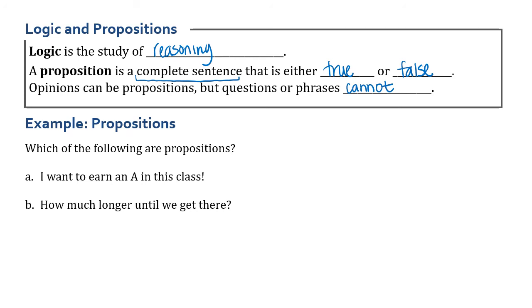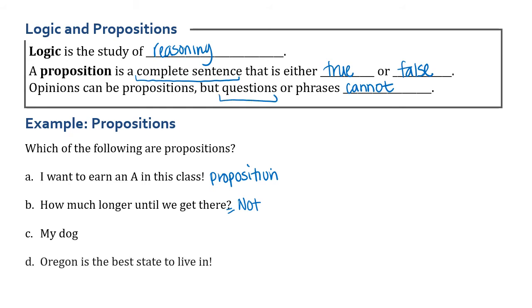I want to earn an A in this class. This is a proposition. This is a full sentence that can be either true or false. Hopefully for all of you guys, it's true. How much longer until we get there? This is not a proposition, and that's because it's a question. And as we said earlier, questions cannot be propositions.